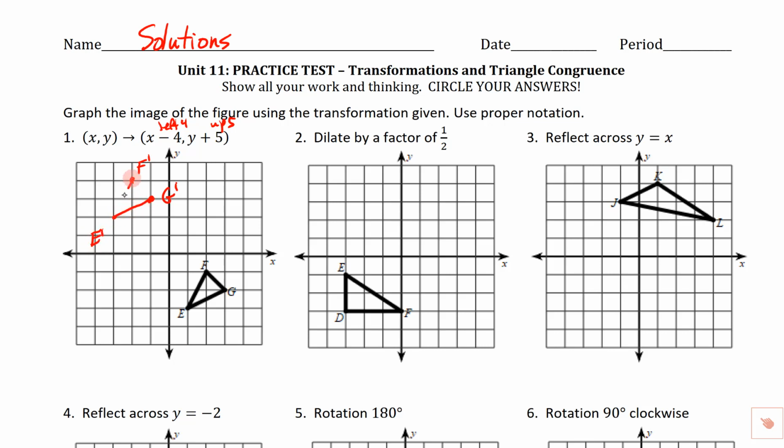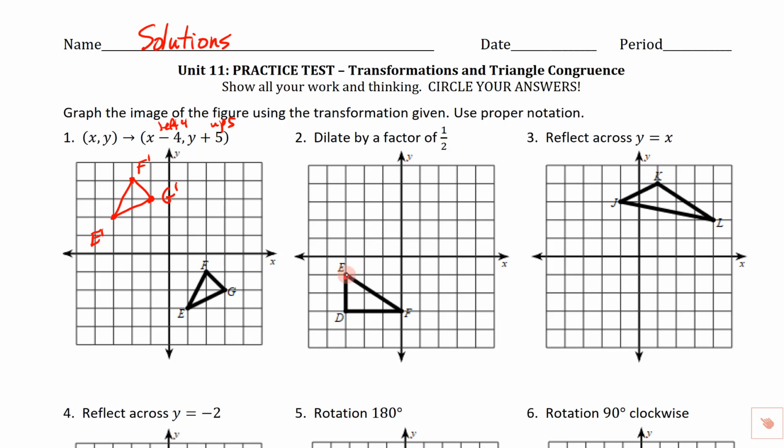And then all we have to do is draw those. Does this look like it was slid back and up? It does, so we're in pretty good shape there. Let's take a look at the next one. Dilate by a factor of 1/2. So what we need to do on each one of these is multiply each one of the coordinates by 1/2.